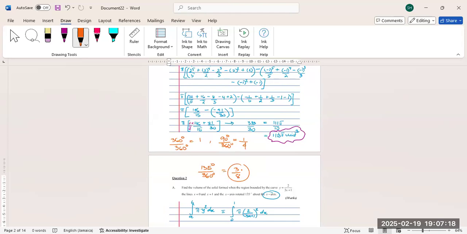So it's not a complete revolution that we're looking at. We're looking at a fraction of a revolution. It's not a quarter, and it's not a half of a revolution, because a half of a revolution would be 180. So it's going to be 3/8 of that. When I get my final answer and I multiply it by 3/8, it will tell me that the rotation is at 135 degrees. Follow me?